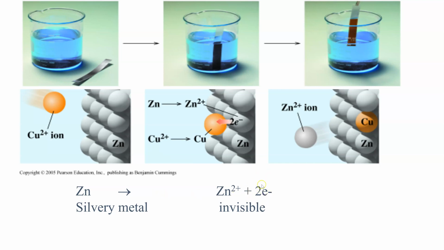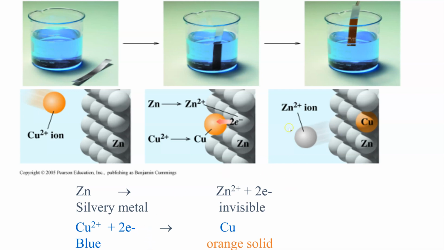And those electrons were given to the copper. The copper took those 2 electrons and became solid copper, and that's what you see. So there's your oxidation reaction, there's a reduction reaction. Remember, you need to have both to have a chemical reaction that's considered redox.